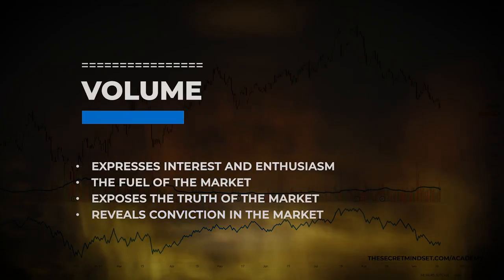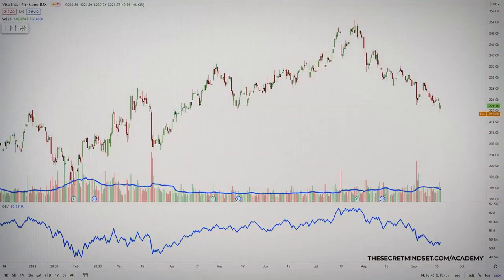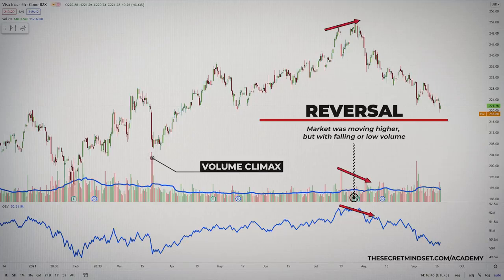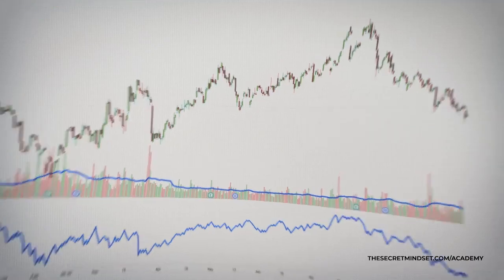Volume reveals conviction in a market. If the market is moving higher, but with falling or low volume, then this is simply telling us that this is not a genuine move. Equally, if the market is falling with falling volume, then once again, this is not a genuine move. I know I'm repeating myself, but this is so simple and powerful.